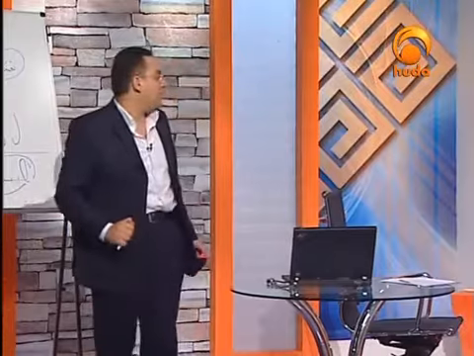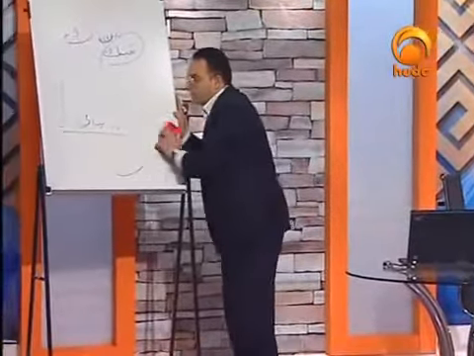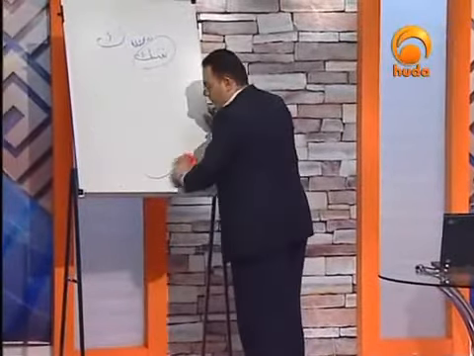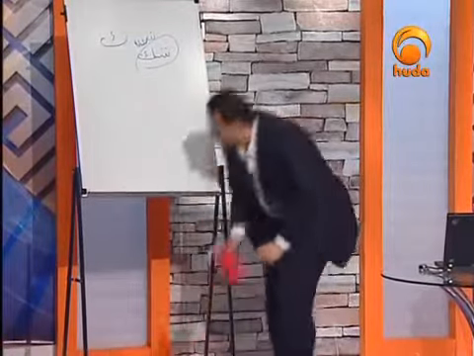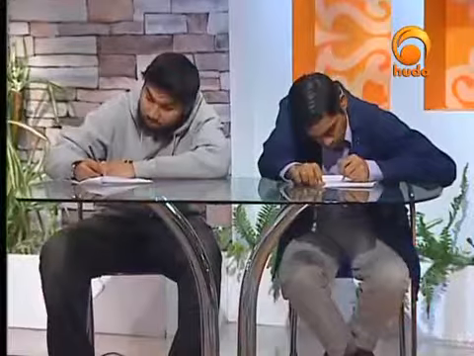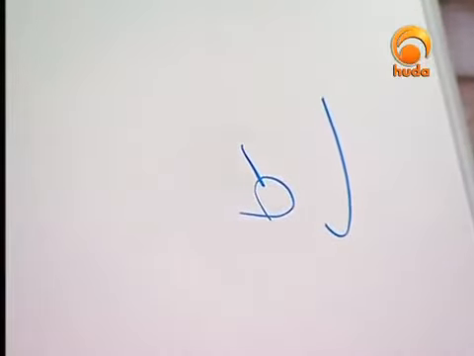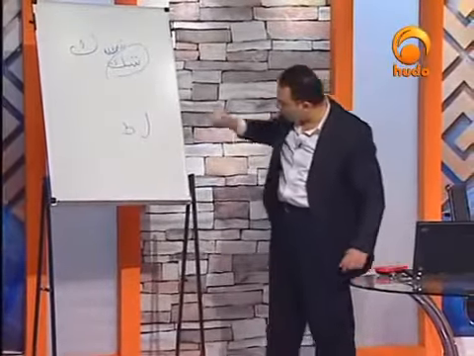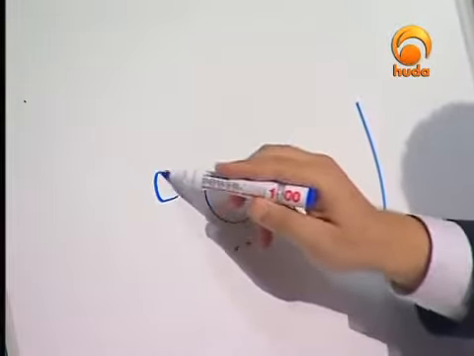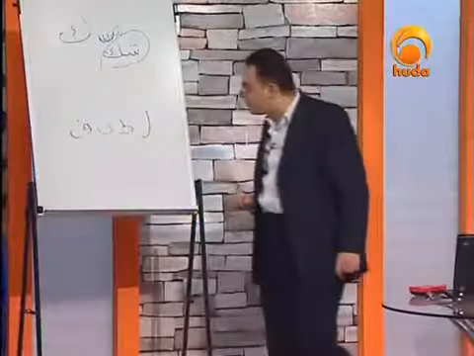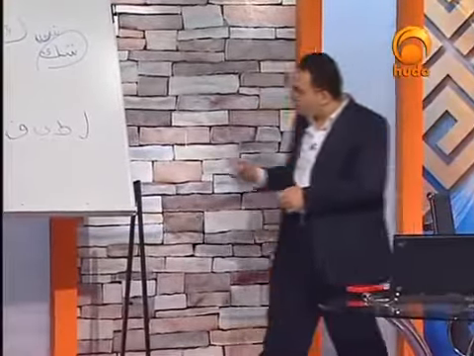Let me give you another example: Latif, which means nice. Here it is. How many letters do we have in this word? I think this is about 4 letters, starting with lam, and then ta, ya, and fa. Do we have any emphatic letter here? Yes, ta.